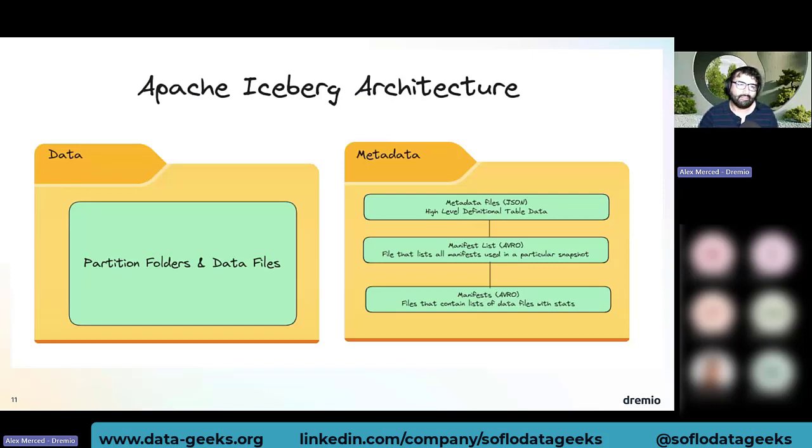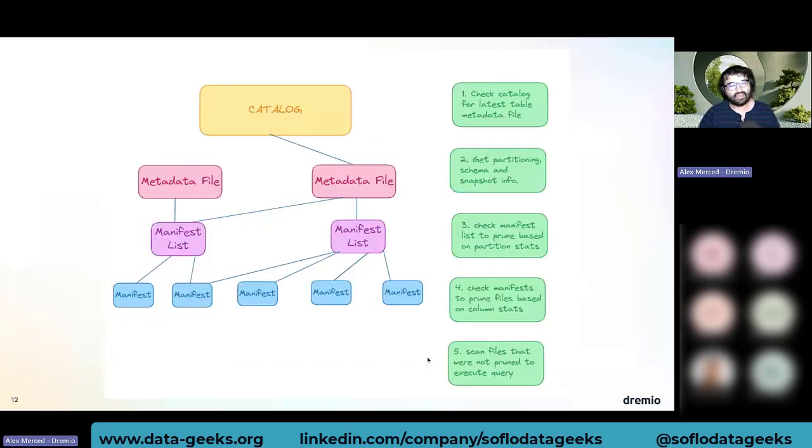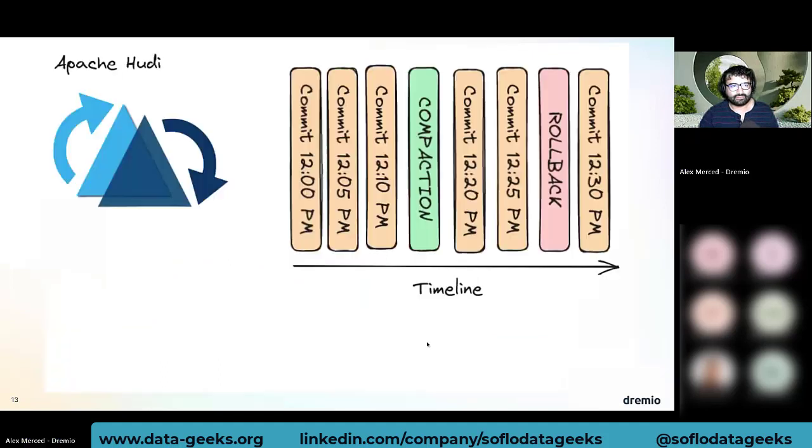And then you see all the other manifests, which would just be gibberish names. Cool. So that's the architecture of Apache Iceberg. Okay, and then again, this just reiterates what I said earlier.